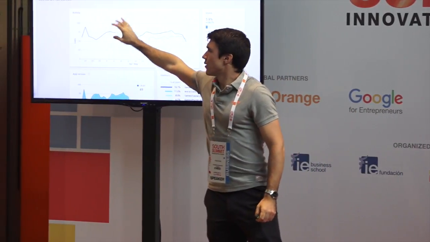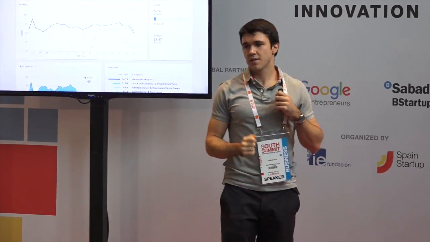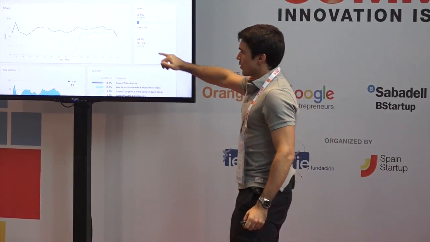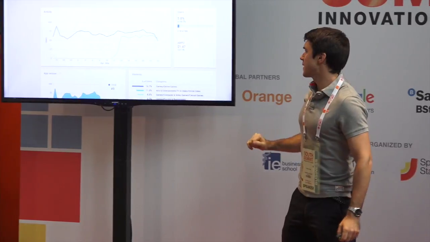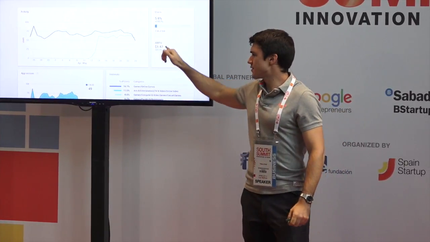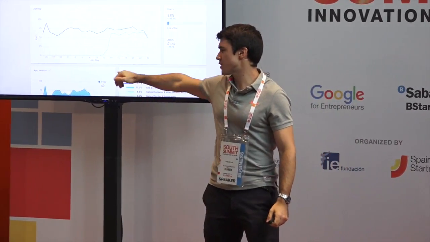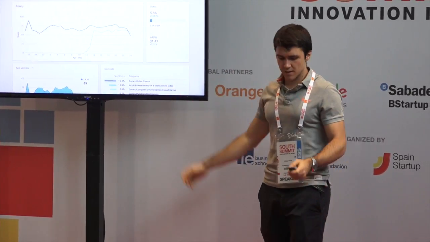Once again, you click on one of the audiences and you can see their behavior. What has their activity been, how many users you have and the growth, the average revenue per user, which version they're using, and also their interests.